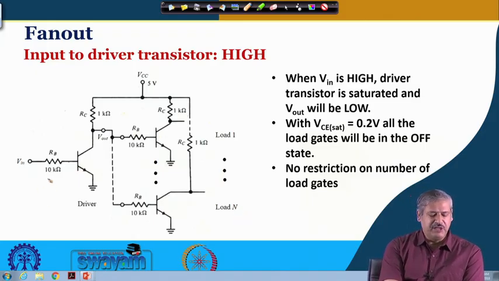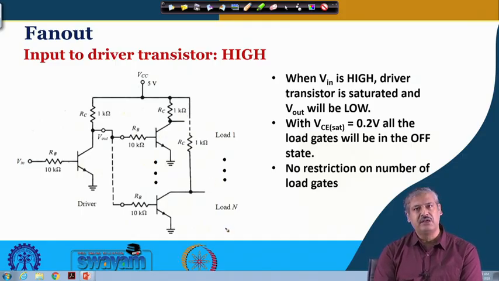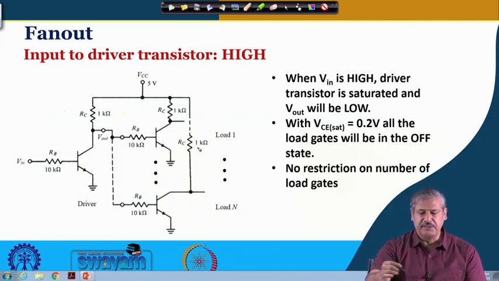At the input side, when the input is, say, logic high, what will be the value here? The output will be low, say 0.2 volt or so, or even less. Then none of these load transistors will be on because the present voltage is 0.2 volt. Since it is not drawing any current, you can connect many such load gates, load inverters, without any difficulty. Is it clear?